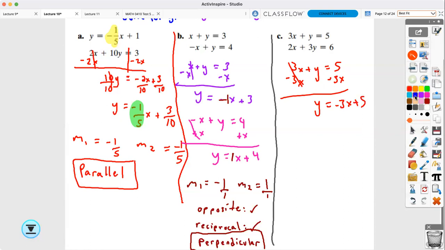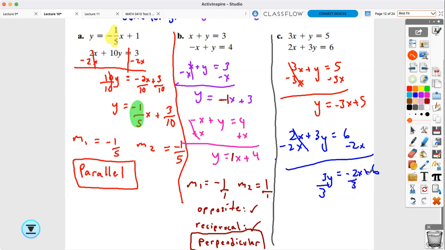Now I'm going to go ahead and do the second one. 2x plus 3y equals 6. Remember, we want to get y by itself. So subtract 2x on both sides. Then we get 3y equals negative 2x plus 6. Divide both sides by 3. So then I get y equals negative 2/3 x plus 2, because 6 divided by 3 is 2.